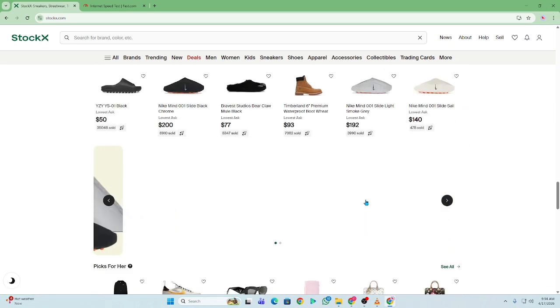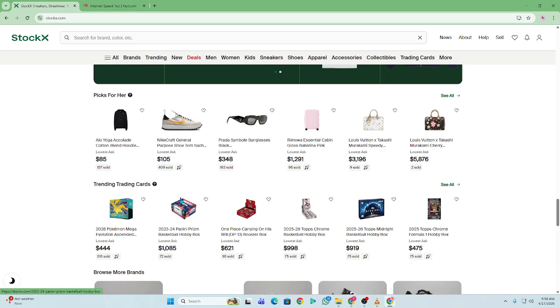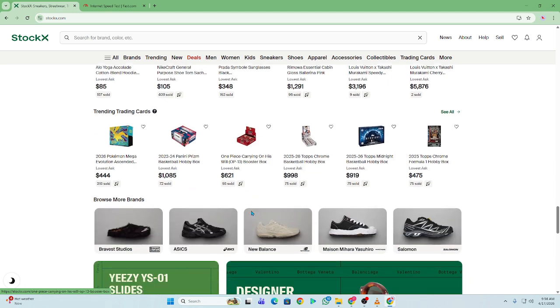And that's it. That's how you use StockX price charts step by step in 2026.